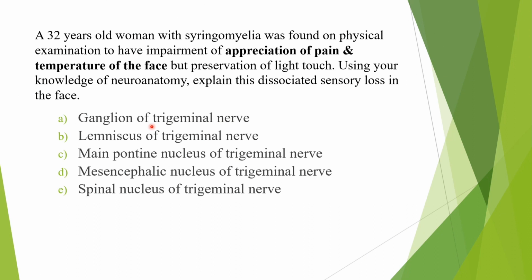First, the ganglion of the trigeminal nerve. If this ganglion is affected, there will also be loss of the light touch, and similarly the lemniscus of the trigeminal nerve. Then if the main pontine nucleus of the trigeminal nerve is affected, there will be loss of the proprioception. The mesencephalic nucleus of the trigeminal nerve carries the sensation of light touch, and this light touch is preserved. And the spinal nucleus of the trigeminal nerve carries the sensation of the pain and temperature. So the correct option is the spinal nucleus of the trigeminal nerve is affected, and this is the reason for the dissociated sensory loss in the face.